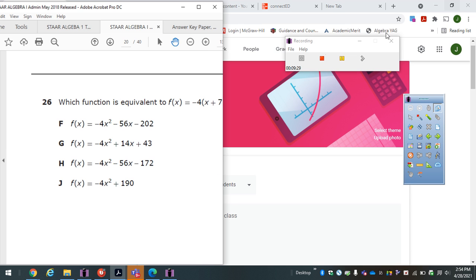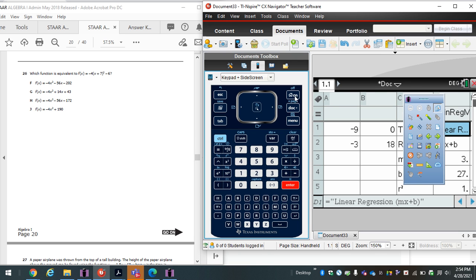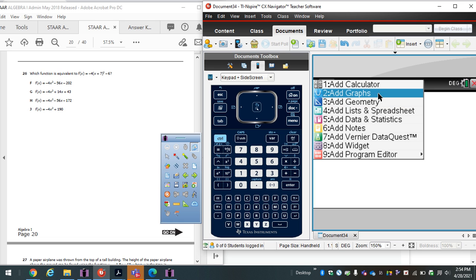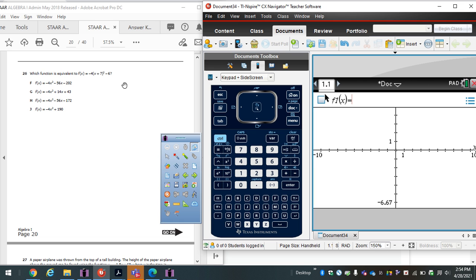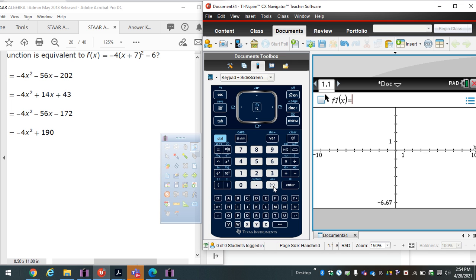I wonder if I have a tool that helps me graph. Yes, I do. Go here. Turn a new document. No, I want to go to graphs. There. And I'm gonna zoom in here if you don't mind. And I'm gonna graph that first one. Negative 4x(x + 7).